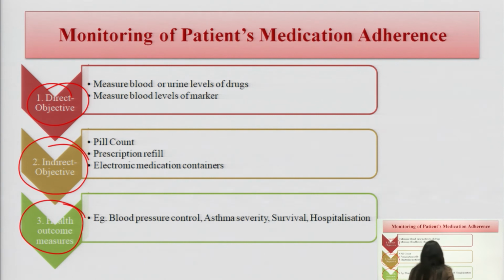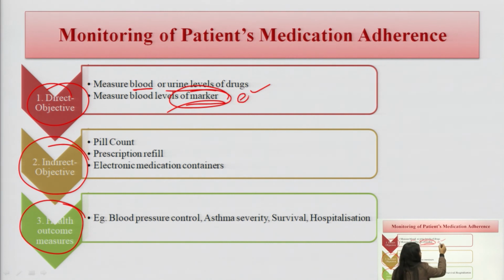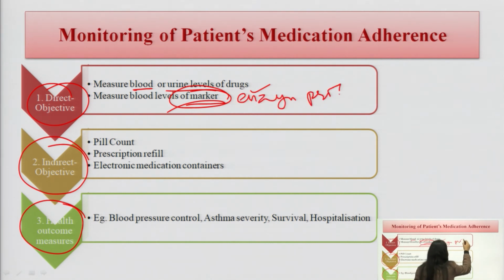Direct objective, what will we do here? Measure blood and urine levels of drugs. Yes, direct objective means we will see the levels of drug present in the body. So we will take a sample of blood, we will take urine samples and we will check the levels of drugs, or we can check any markers, like some of the drugs are influencing the level of enzymes, the level of proteins, and these levels of enzymes or proteins are changing and they are giving the pharmacological action. So we can either check the level of markers, any enzymes, any proteins, or we can check directly the levels of drugs in the blood or urine sample.